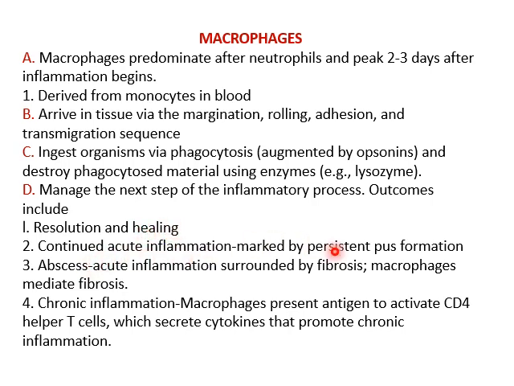Continued acute inflammation marked by persistent pus formation. استمرار الالتهاب الحاد يكون به خلينا نقول العلامات اللي من عندها تكون القيح اللي هو البس باستمرار. اوكي، دائما موجود قيح معناه عندكم acute inflammation.